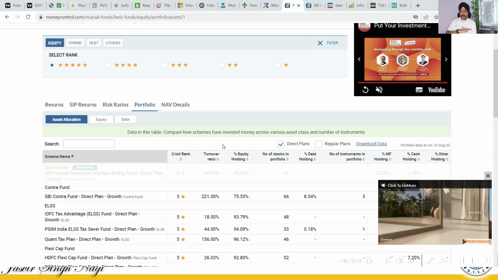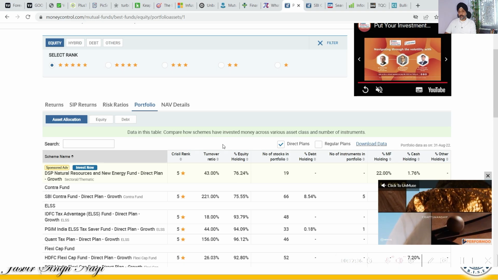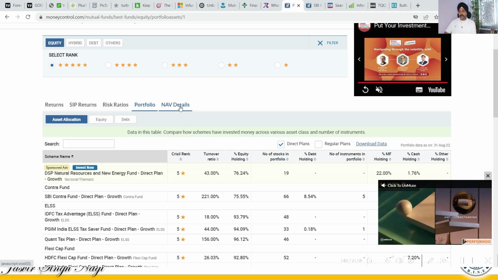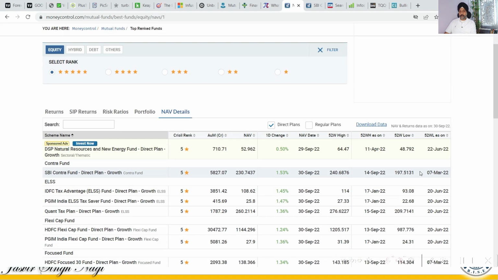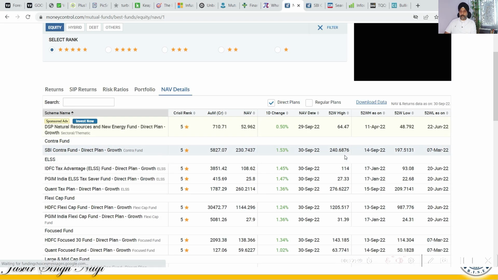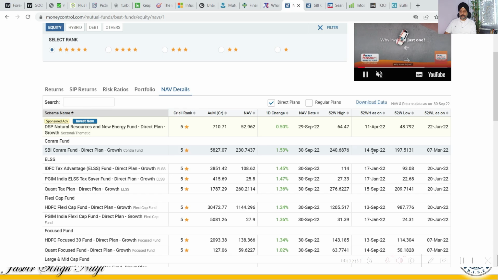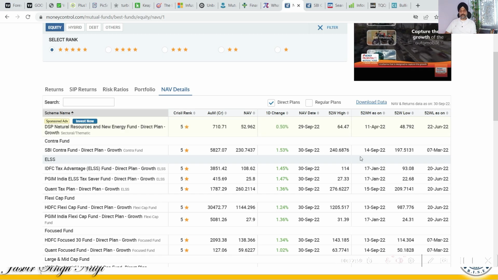Then you can go dig deeper and see the portfolio, etc., and then you can manage against whatever your learnings are up till now from a long-term portfolio perspective. Then you look at the NAV details, cost wise, right? What does the current NAV stand for? So the 1 day change is 1.53%, the 52 week high was this much, and so on. So you check your NAV based on high and low, where you stand right now given the current scenario, and you enter accordingly. As simple as that.